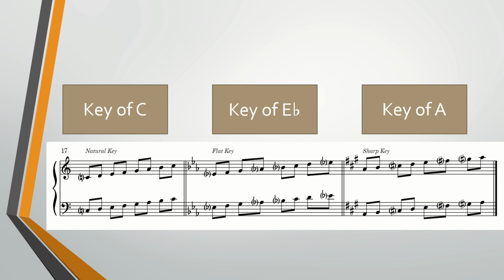Like I said earlier, every piece of music is based off of a scale. A scale is a pattern of notes within one octave. Every scale pattern is based off of the pattern in the C scale. Notice in this picture that every note in the C scale is natural. The key of E flat has the same pattern of notes: whole step, half step, whole step, whole step, whole step, and half step. The same thing applies to the key of A.